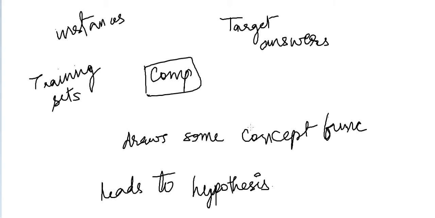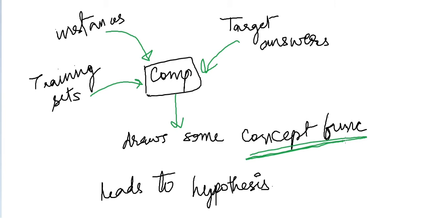So how does supervised learning work? Okay, so yes, it's about instances, it's about training sets, it's about target answers. When all of them are fed to the machine, it draws some concept function, right? And that concept function is going to lead to a particular set of hypotheses class. Yes, so the concept of machine learning is based upon mapping.